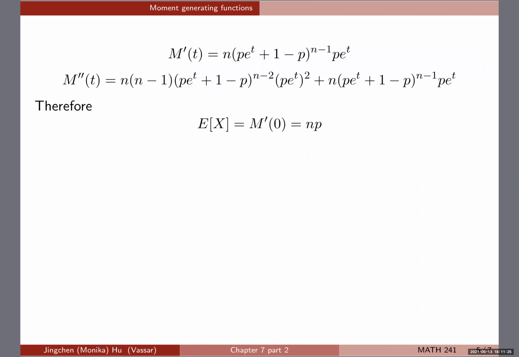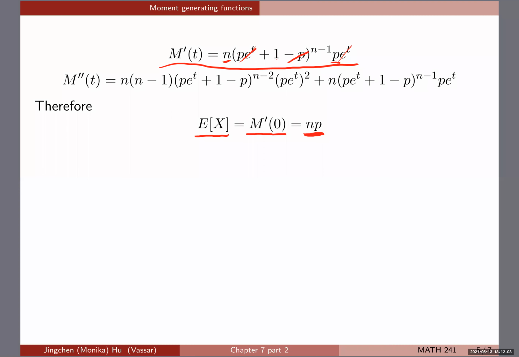I'm repeating those two lines at the top, so we can continue using these two results to get the expectation and variance. Expectation we know is the first moment, so it's M prime when t equals to 0. If we look at this, when t equals to 0, e to the t is 1. So when you have p plus 1 minus p, those two get out as well. So you have 1 to the power of n minus 1, which is 1, and then times n times p. That's why you have your expectation of np.